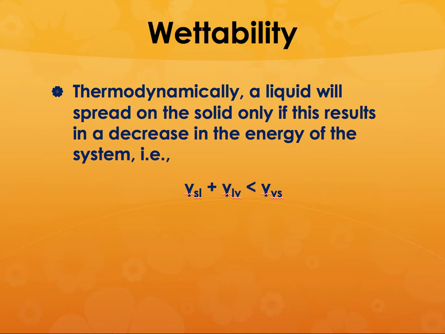And in order for the resin to spread uniformly and very nicely on the fibers, it has to result in a decrease in the total energy of the system. So S is for solid, L is for liquid, and V is the vapor. So the energy of the interface between the solid and liquid plus the liquid and vapor should be less than the vapor-solid energy.